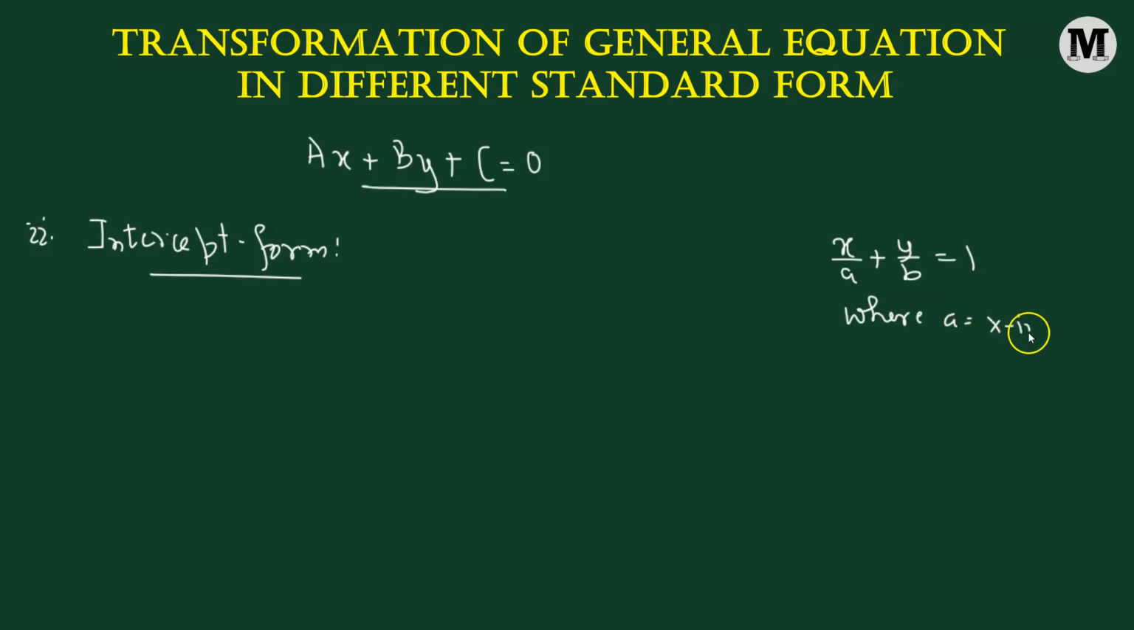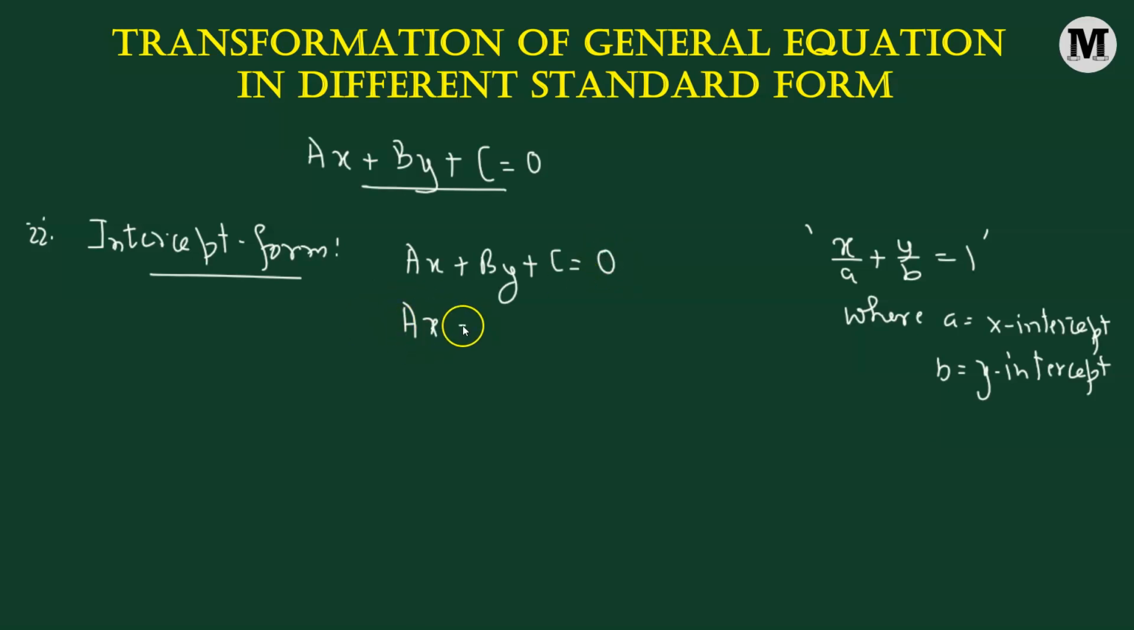This is going to be the x-intercept of the line, or we can say the distance at which the line is going to intersect the x-axis from the origin, and b is going to be the y-intercept of the line. Now this is referred to as the intercept form of a line. So we're going to take our equation ax plus by plus c equals to 0, and we're going to convert it into the intercept form.